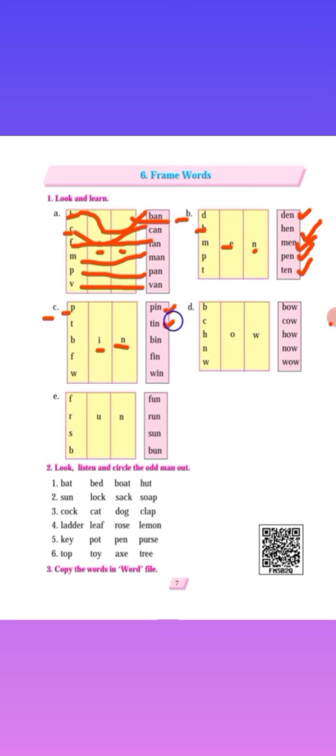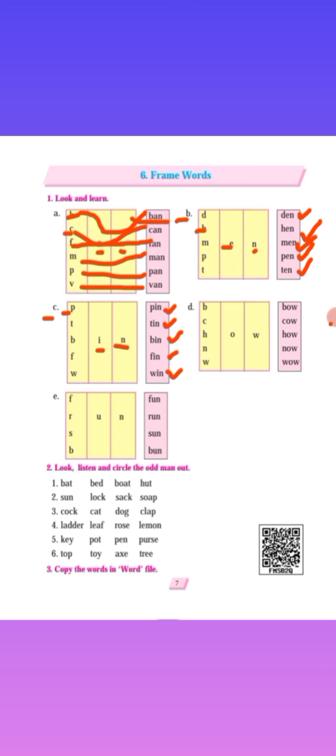Then B letter is given, from B I N, bin. Then from F I N, fin. What do you mean by fin? Fin means fish के पर. Fin बोलते हैं उसे, fin. Then W I N, win. Win means winner बोलते हैं ना हम उसे. Win means जीतना. These words are made from the in sound. Pin, tin, bin, fin and win.